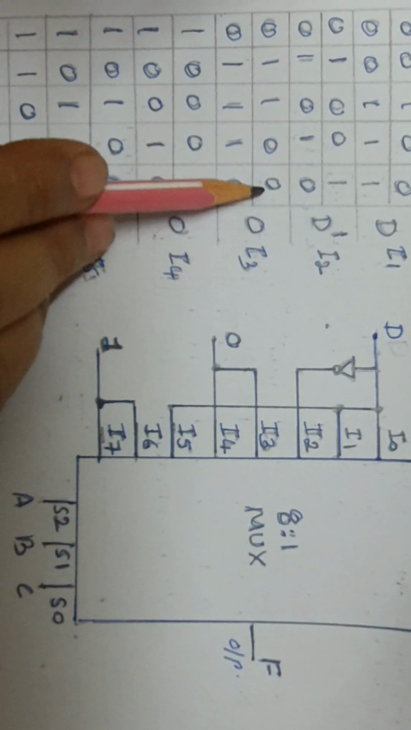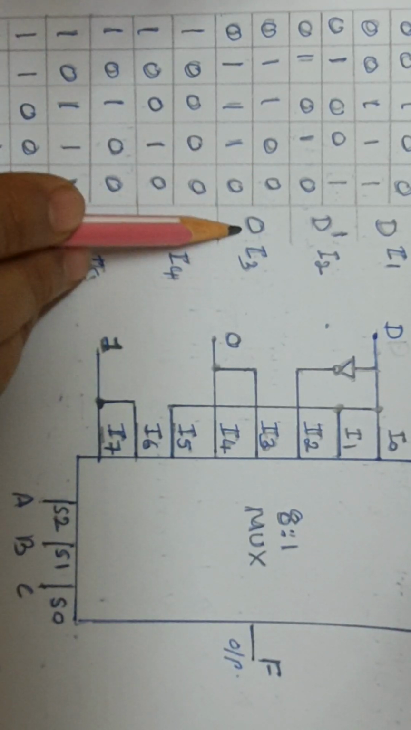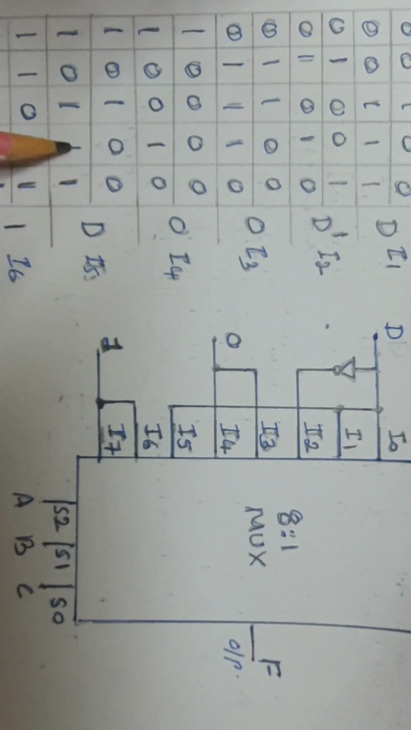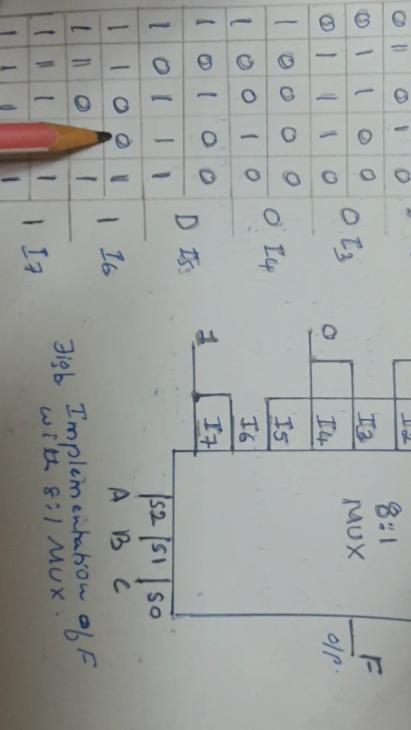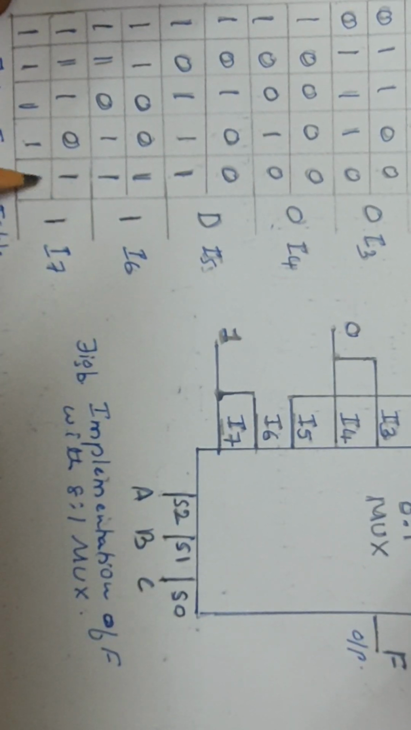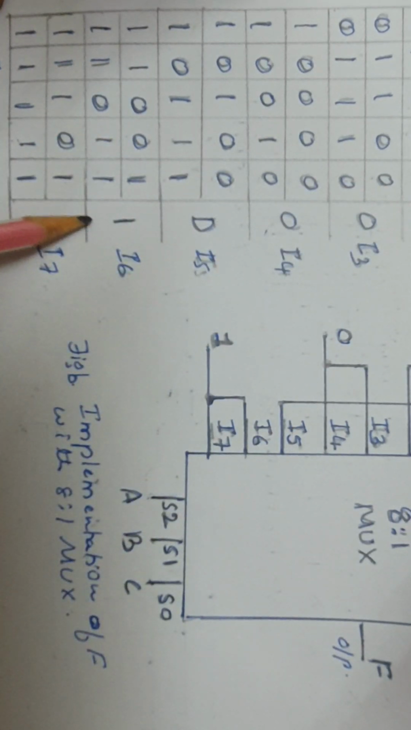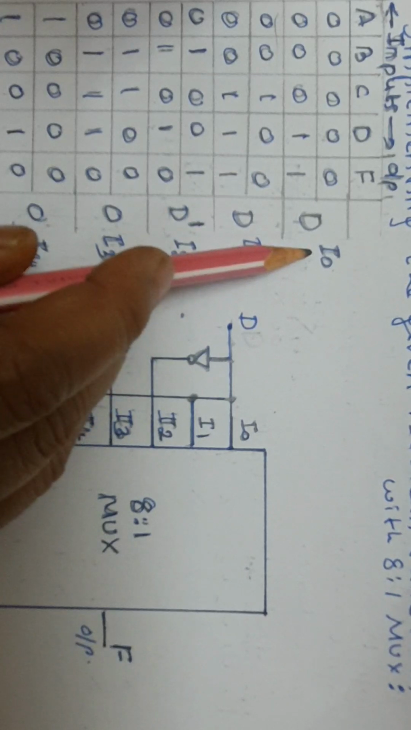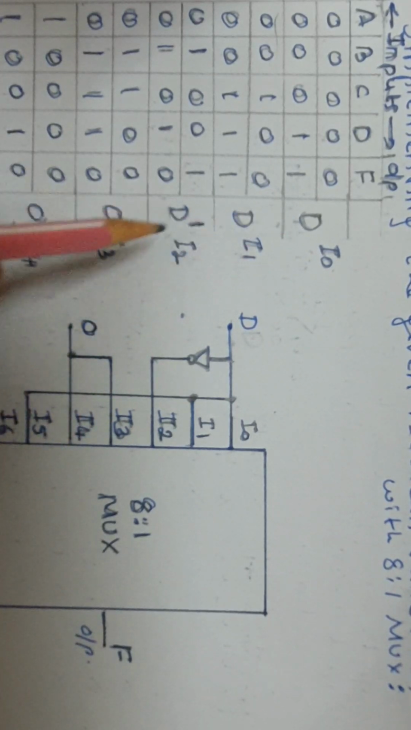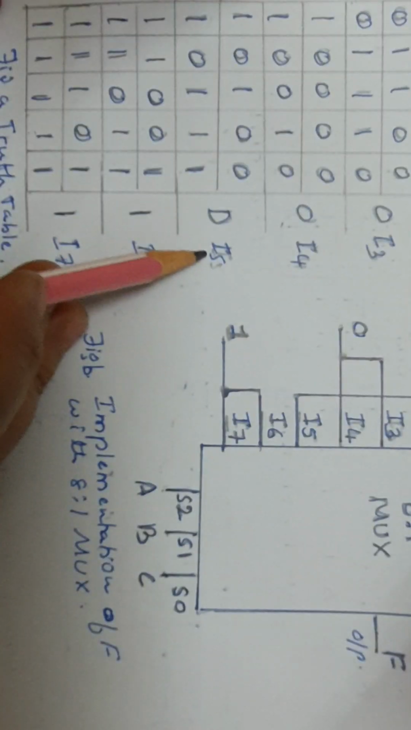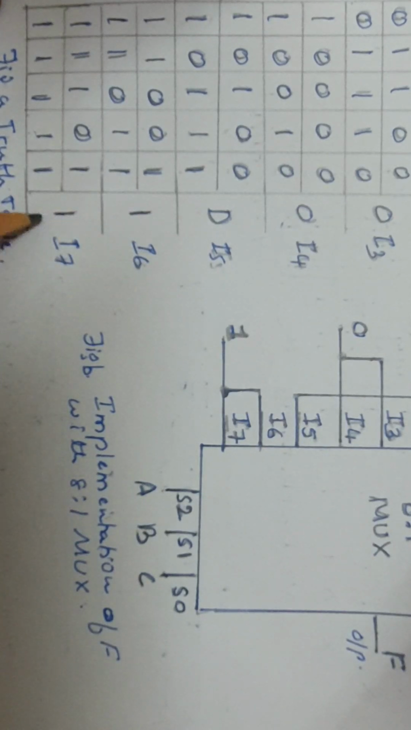Similarly, for the fourth group, F is 0 irrespective of D. Hence F is 0 in this group. In the next group, F is whatever D is. Then F is 1 irrespective of D. Again here, F is 1 irrespective of D. We have listed whatever the F output is in terms of one of the input variables, that is D. Now we have the inputs for the mux: I0 as D, I1 as D, I2 as D dash, I3 as 0, I4 as 0, I5 as D, I6 as 1, I7 as 1.